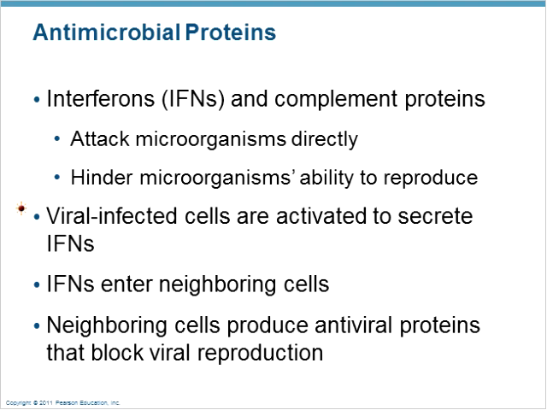For instance, viral infected cells are activated to secrete interferons, which give us some protection. Interferons enter the neighboring cells, and so the neighboring cells produce antiviral proteins that help to block viral production. Now, it isn't a great system. It doesn't work on everything because viruses are smarter and faster than interferons' ability to respond. But nevertheless, it's a means that allows us some immunity from our innate response.